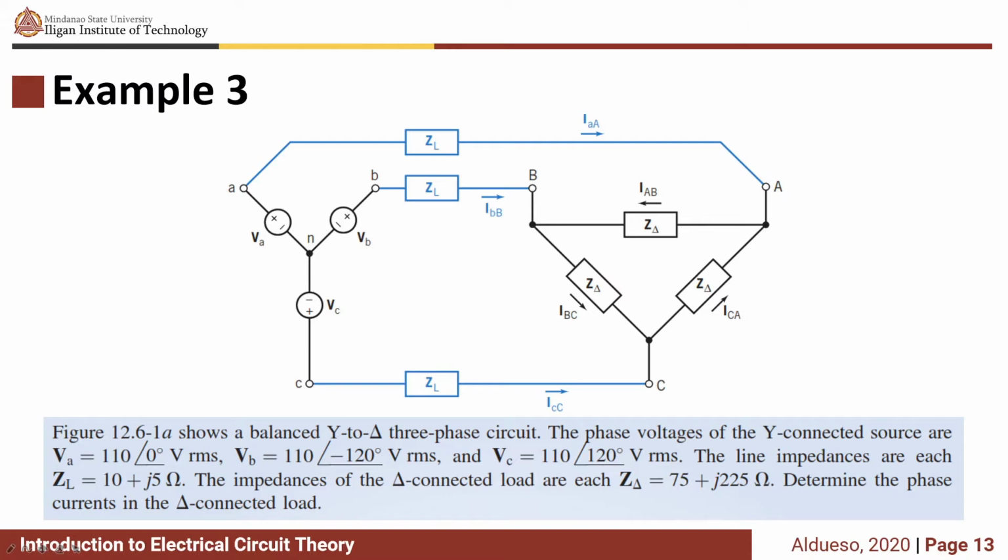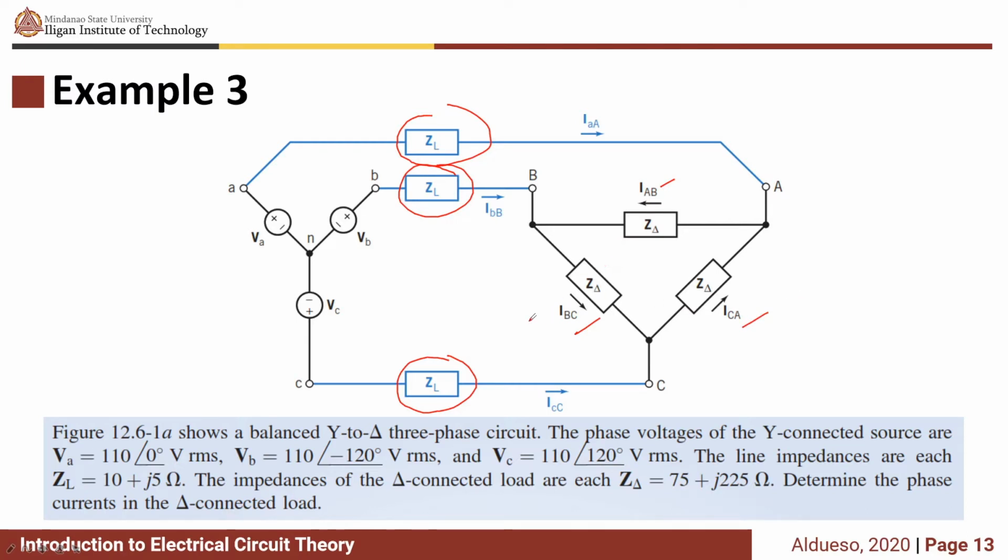So the difference from the previous example is that there are now line impedances. We have right here ZL, which is given to be 10 plus j5 ohms. Then lastly, we have the impedance of the delta-connected load, which is equivalent to 75 plus j225 ohms. So now determine the phase currents in the delta-connected load. We need to determine IAB, IBC, and ICA.